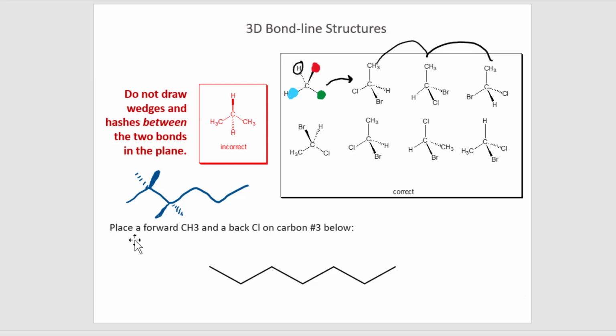At the bottom here, I'd like you to try and place a forward methyl group, CH3, and a back or away from you chlorine onto carbon number 3 below using wedged and hashed lines.